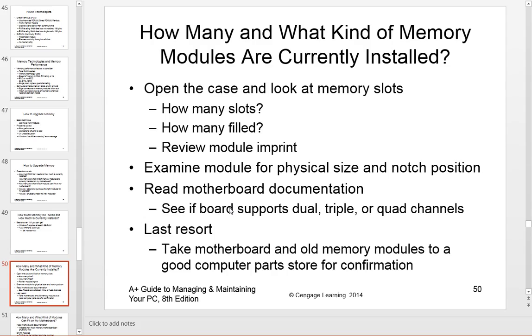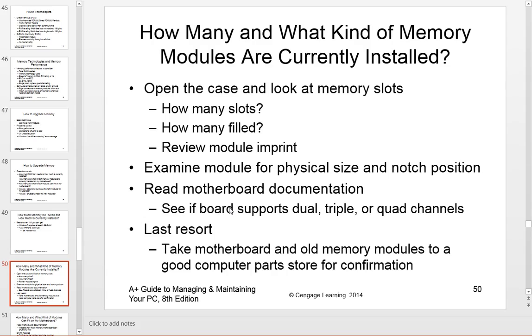Open the case and look at the slots. How many are filled? If you're dealing with a laptop and you only have 2 slots and each slot has one in there, then take a look at what size the stick is. So if you have 2 gig sticks to make 2 gigs of RAM, then you would want to buy 2 of the 2 gig sticks to upgrade to 4.